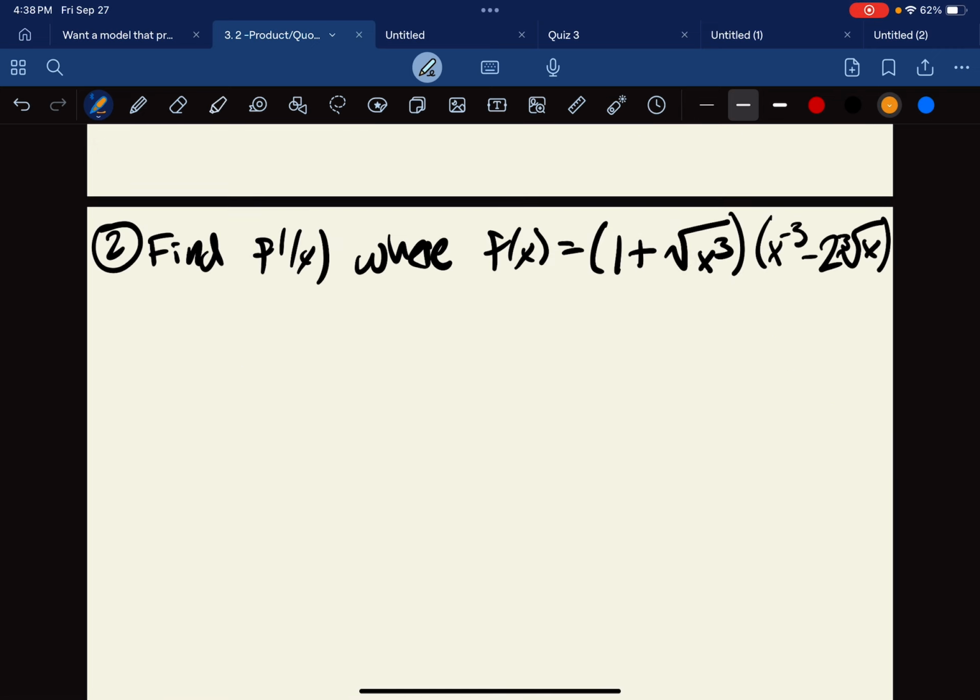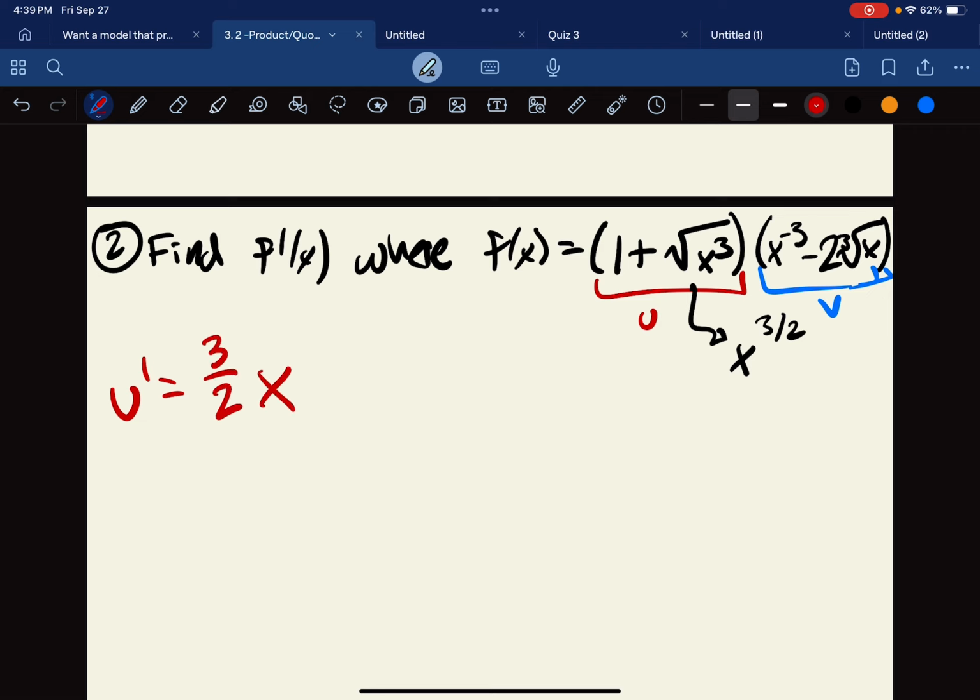Okay, now find f prime of x. So this is another product rule problem, so we'll do the same thing as above, where we will have U be our red term and V be our blue term. So the derivative of our U term, the derivative of 1 is just 0. The square root of x cubed can be rewritten as x to the 3/2 power. So we will do that, and that'll let us take the power rule of it. That 3/2 comes down in front, x, and then we want to subtract 1 from the power, which will be 1/2. So U prime equals 3 times the square root of x divided by 2.